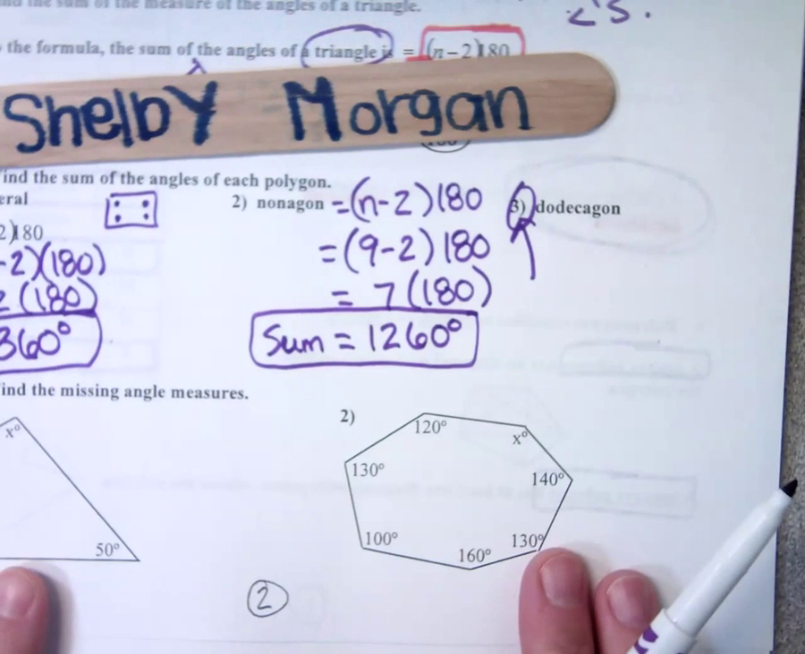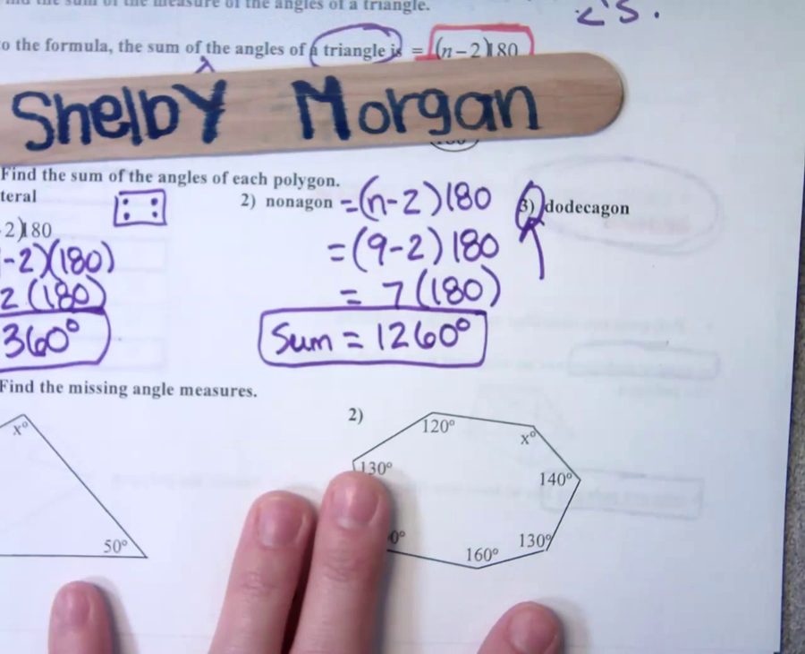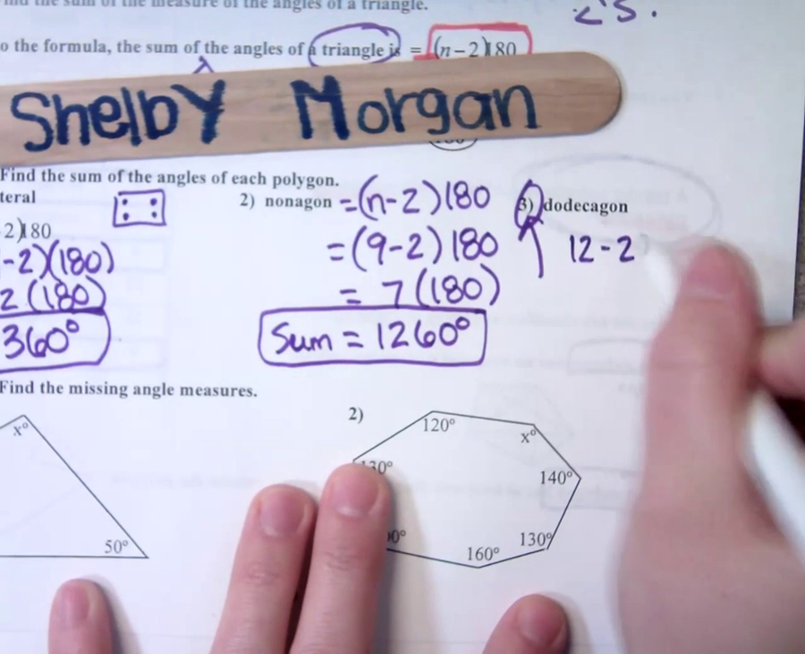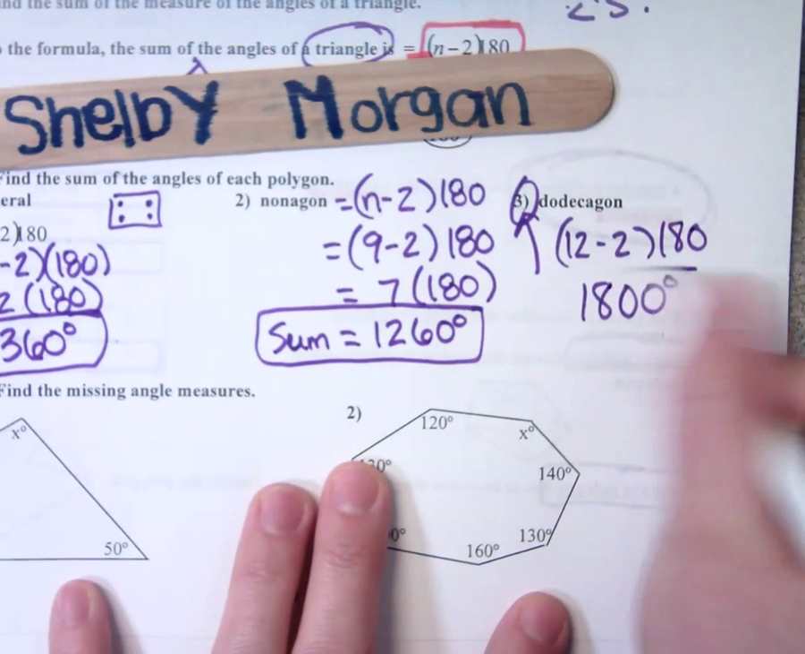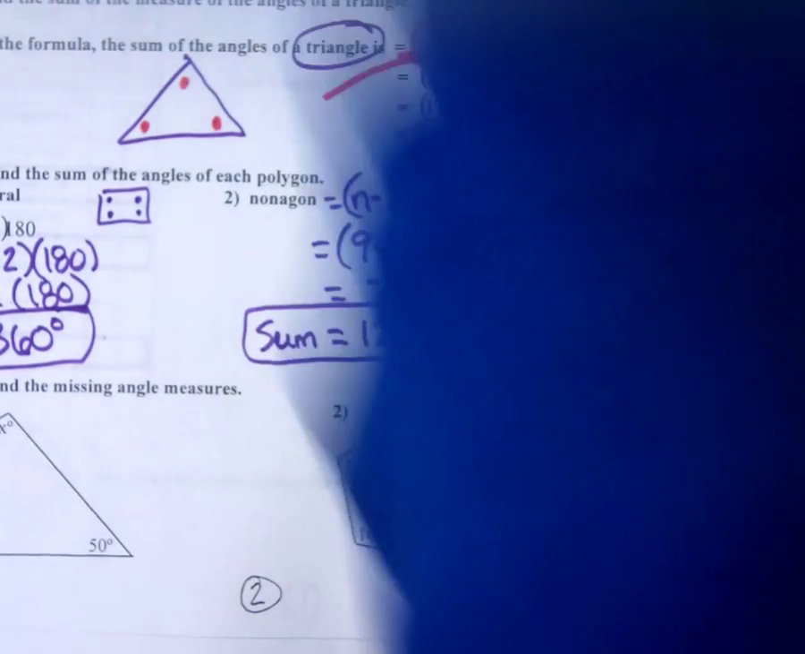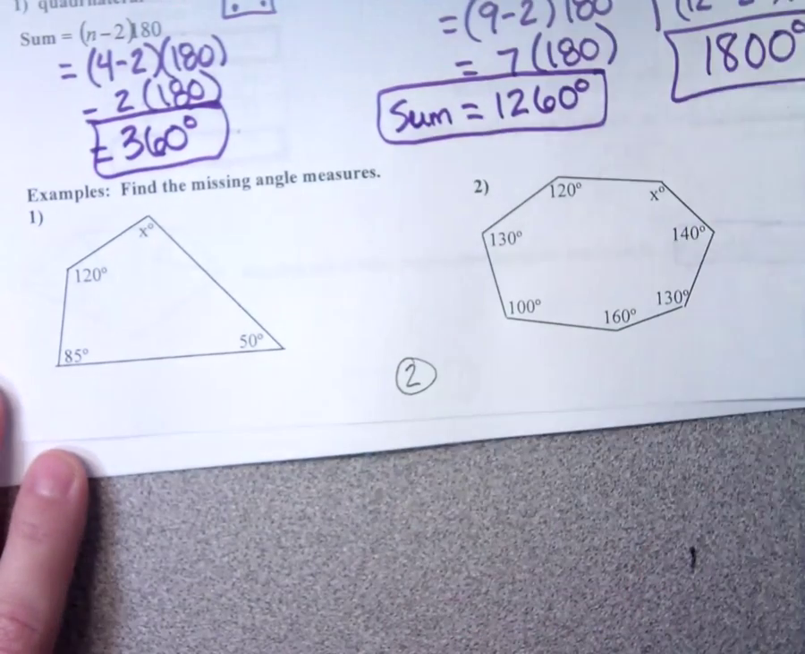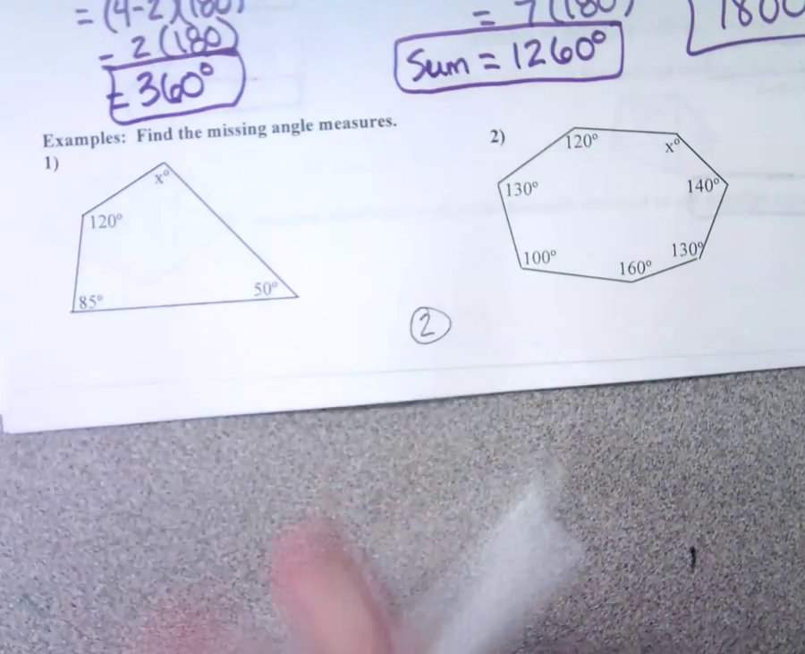Okay, Shelby, you're my winner. What'd you get for the interior angles of a dodecagon? The final answer, 1,800. And then how many sides does it have? 12. So 12 minus 2 times 180, and yes, that makes 1,800. Everybody okay with that? Okay, so now I need to use that formula in order to figure these problems out. And if you don't need to use the formula because you already know, that's fine.